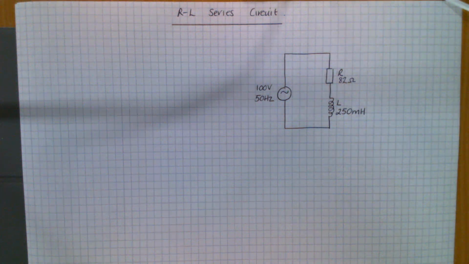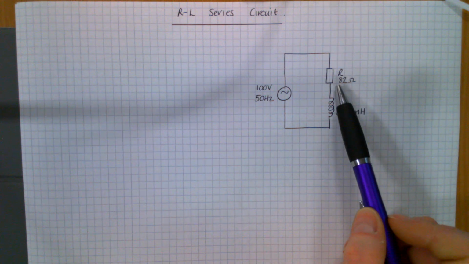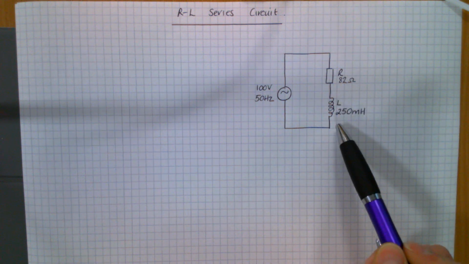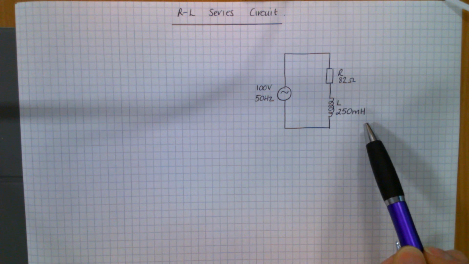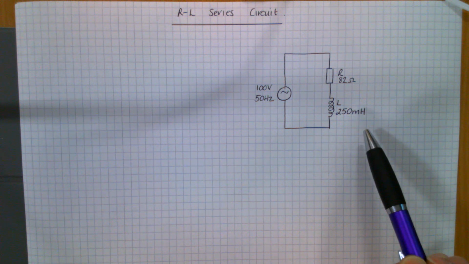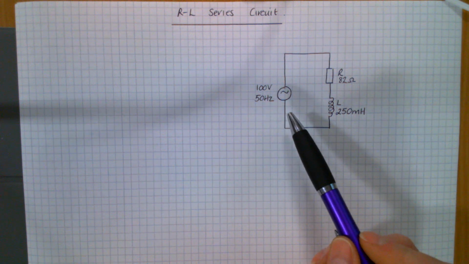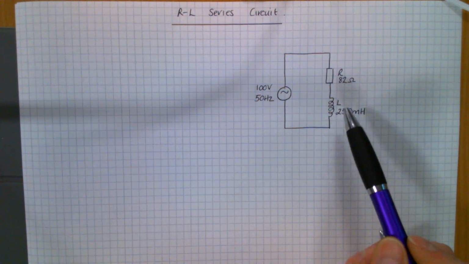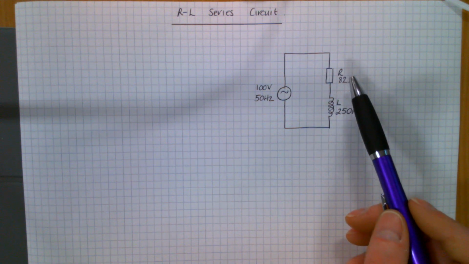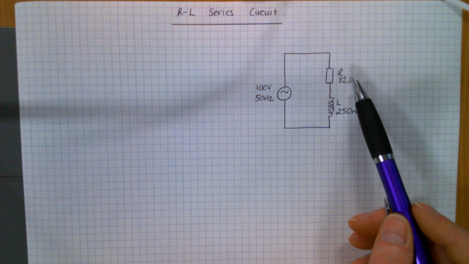Okay, so we're going to look at this RL series circuit. Your resistor value there is 82 ohms. Your inductor value there is 250 millihenries, so 250 times 10 to the minus 3. To work out what your total impedance is, you need to work out what impedance is due to the resistance. And the impedance due to the resistance is just the value of the resistor, that 82 ohms.